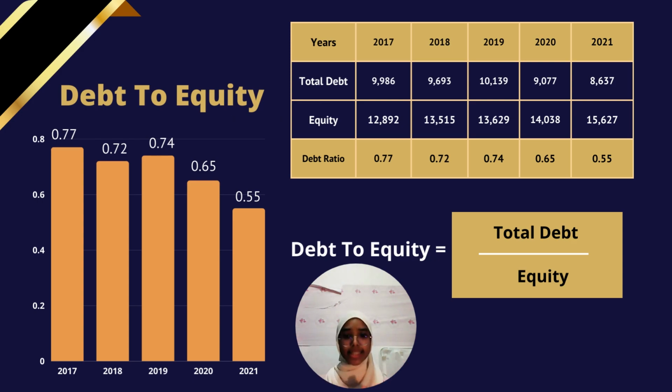This indicates a lower amount of financing by debt via lenders versus funding through equity via shareholders. This is also due to the lowest total debt, amounting to RM8,637 million in 2021 compared to the previous year, which leads to a more stable company longevity potential.